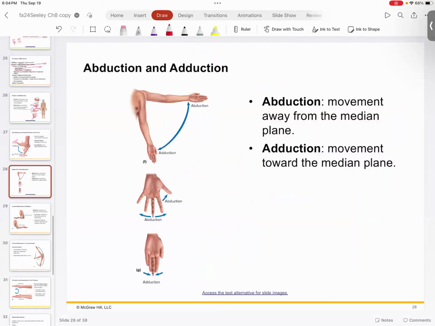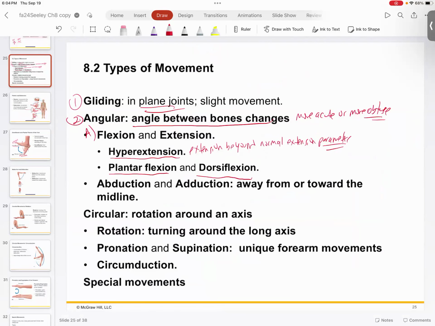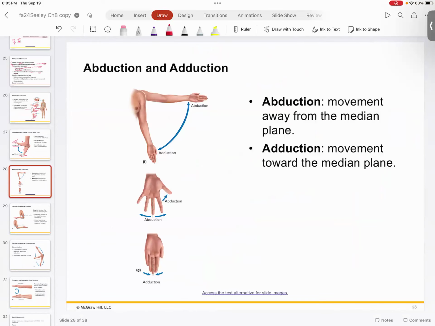Now, the next grouping that we see is abduction versus adduction. This basically is determined by whether you're going away from the body or whether you're going toward the body or the midline. So abduction is whenever you're moving away from the midline of the body. For instance, you start off with your hand by the body. As you go away from the midline, that's abduction. As you bring your arm in toward the midline, that's adduction.